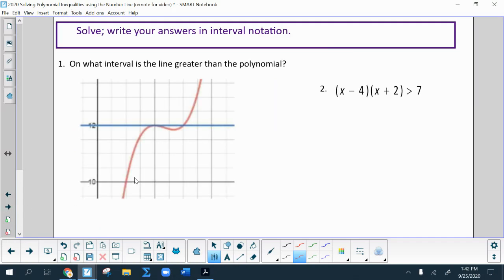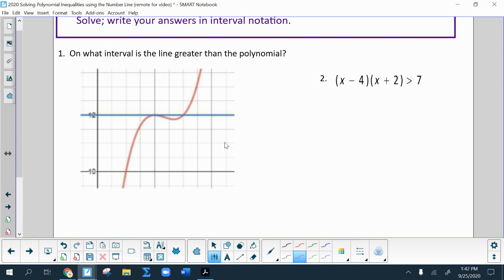Moving on. We are going to, I think, skip number 1. Well, let's just go ahead and do it. I'm trying to make sure we get through as much as we can and don't make this video too long. So this question says, on what interval is the line greater than the polynomial? It's really just a trick question to make sure you're paying attention.